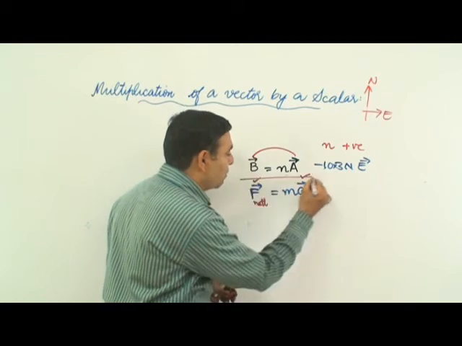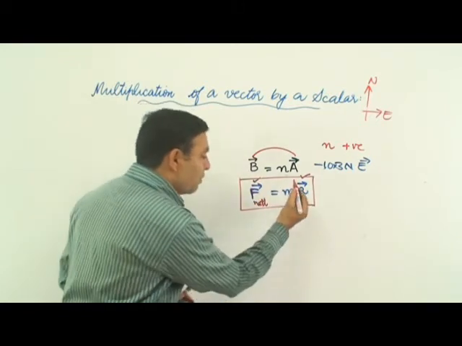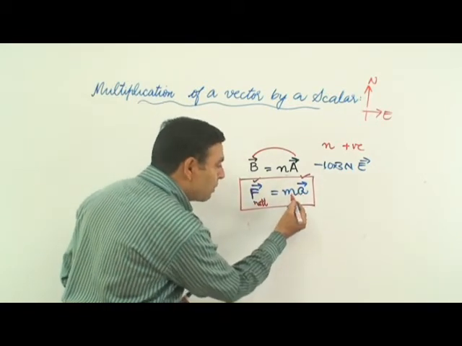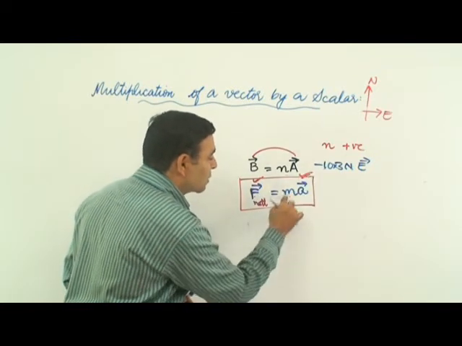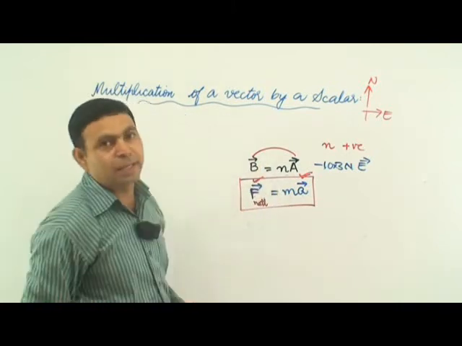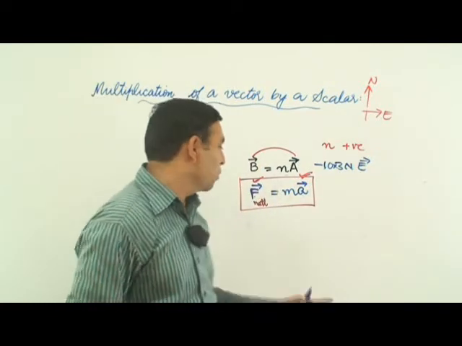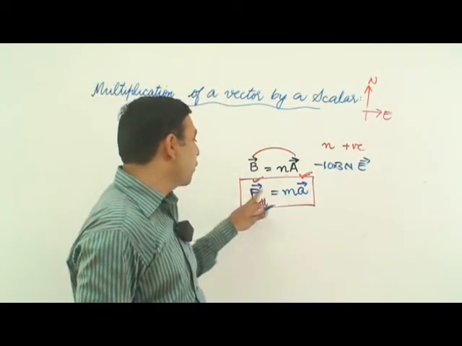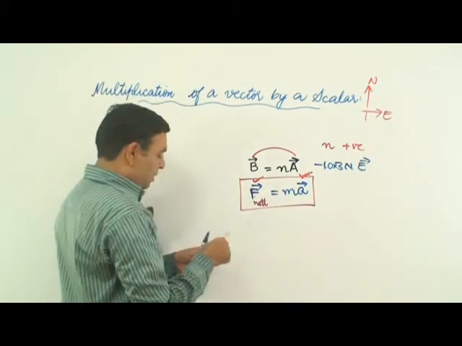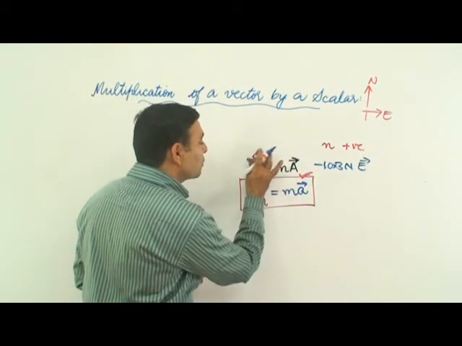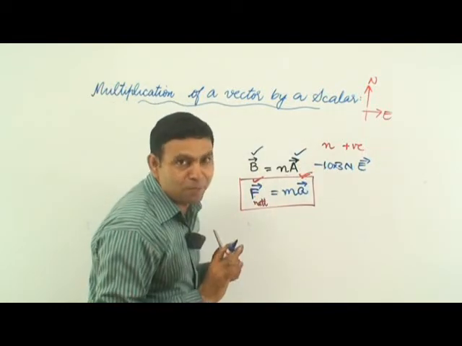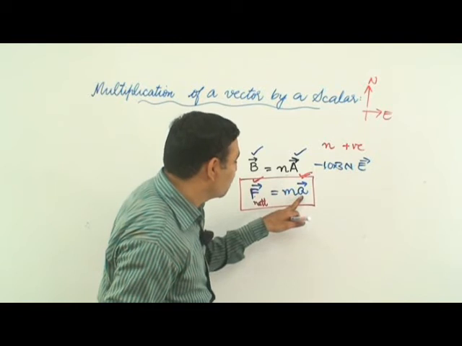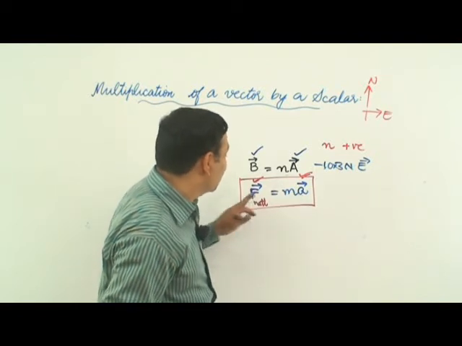Fine. So when a vector A is multiplied by a scalar, you get another vector. Both vectors will be in the same direction if the scalar is positive. Fine. And they will be in opposite direction if the scalar is negative. Over here mass being positive, these two vectors will be in the same direction. Mind you, these two vectors need not have the same unit. For example, A and B need not have the same unit. In this case, acceleration is measured in meter per second square, whereas force is measured in newtons.